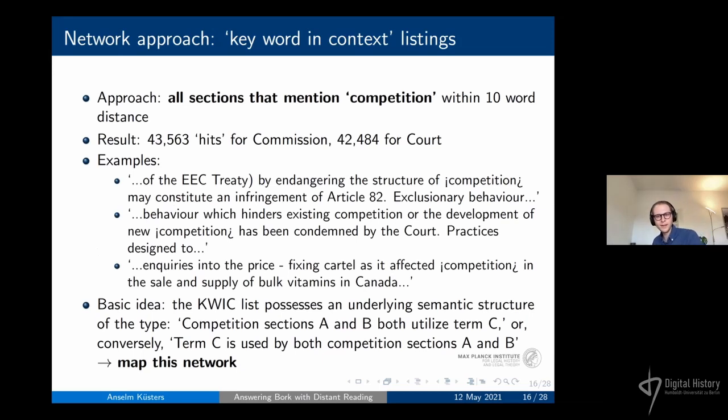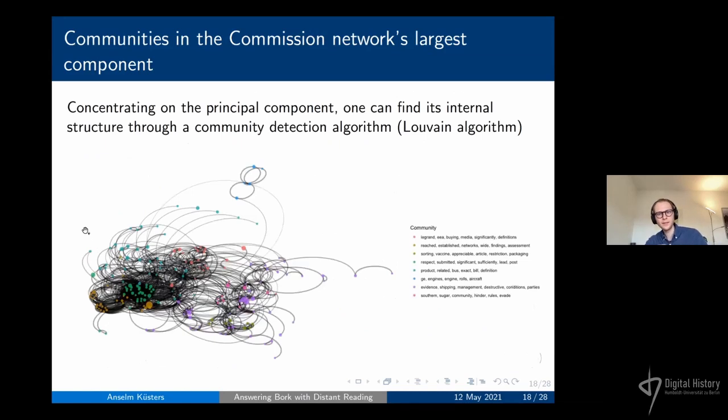So the basic idea here is that there must be an underlying semantic structure that we can map as a network. So imagine there is a decision, and it has a competition section A, and it has another section B, and they both use the same term when talking about competition. Then we could map this as a network. And this is what I have done on the next slide, starting with the commission.